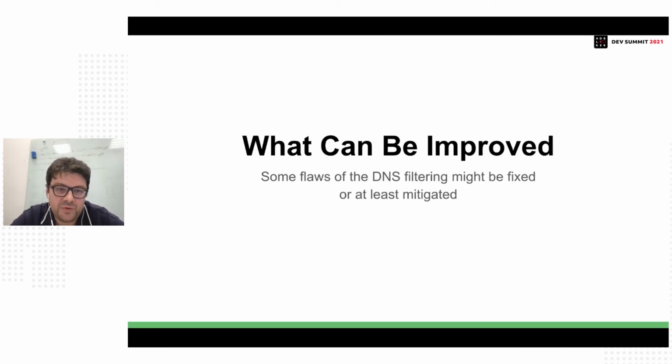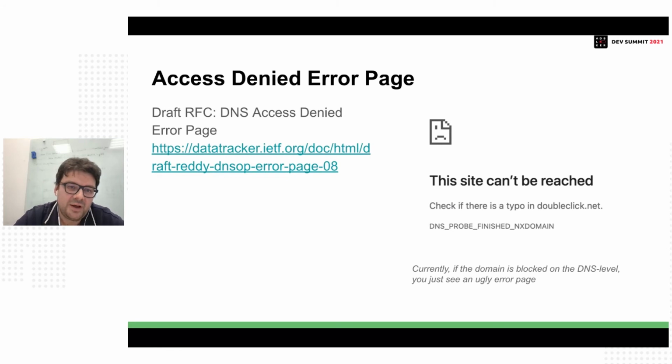Some flaws of DNS filtering might be fixed or at least mitigated in the future, and there are some new standards that are currently in development that could help. Let me talk about that. Currently, if the domain is blocked on the DNS level, you just see an ugly error page. This hurts the user experience. For instance, they might want to temporarily unblock it, and there is simply no way to do that. Fortunately, there's a new RFC about a DNS access denied error page that will allow showing a beautiful block page to the user without resorting to ugly solutions.